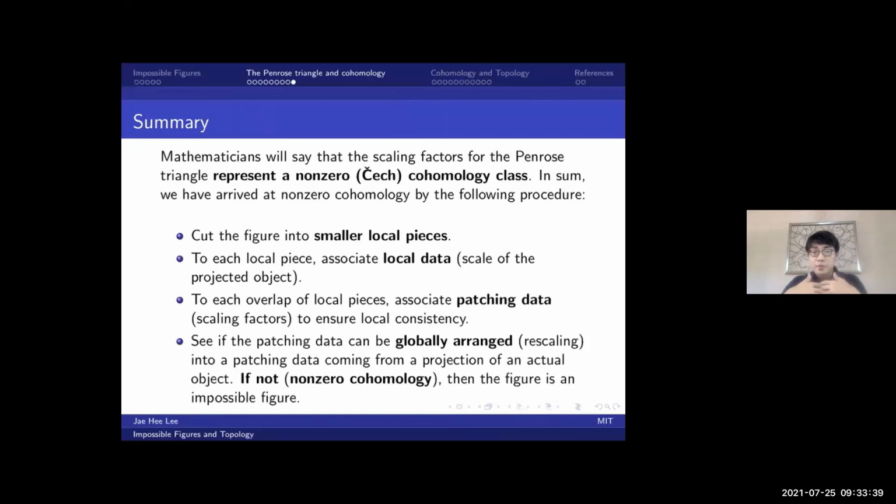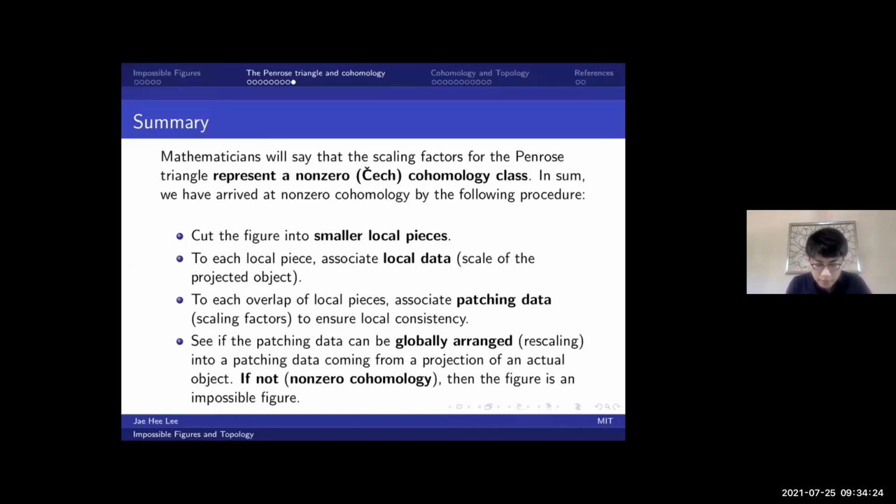And the final step was the important step. We considered this cyclic product, and we were trying to ask if that product is equal to 1 or not. So that means we were asking if the patching data, these 3 numbers, the scaling factors, can be globally arranged so that it's actually coming from a certain actual existing object. And if that cannot happen, which is the case of non-zero cohomology, then we have this impossible figure. So that's why the Penrose triangle describes this idea of non-zero cohomology. It's a visual demonstration of that mathematical idea.